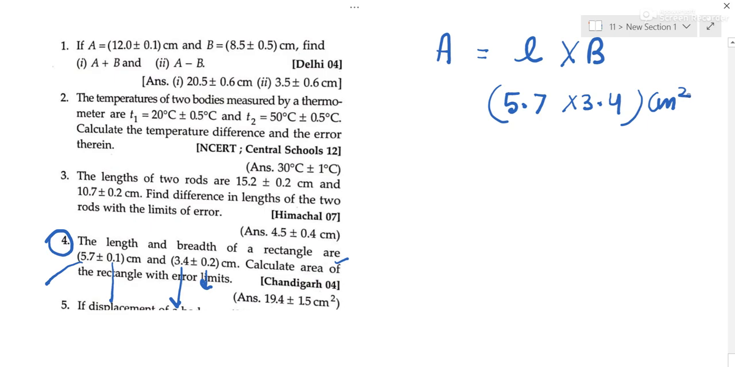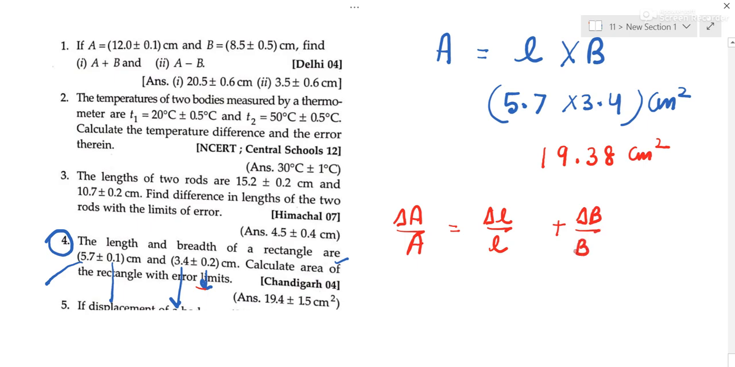Now you have to find out the error. This numerical is different from the rest of multiplication and division type that we have done, but is important. So multiply these two, 5.7 and 3.4. It is coming as 19.38. You can take 19.4 also, but it's okay. Now we have to find out the area with error. So you would use same formula, that the relative error in area is equal to relative error in length plus relative error in breadth. Substitute values. Del A we have to find out. A we have found as this 19.4.